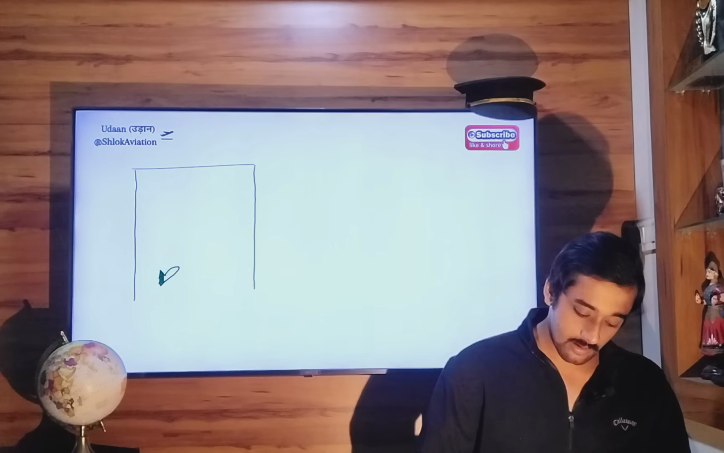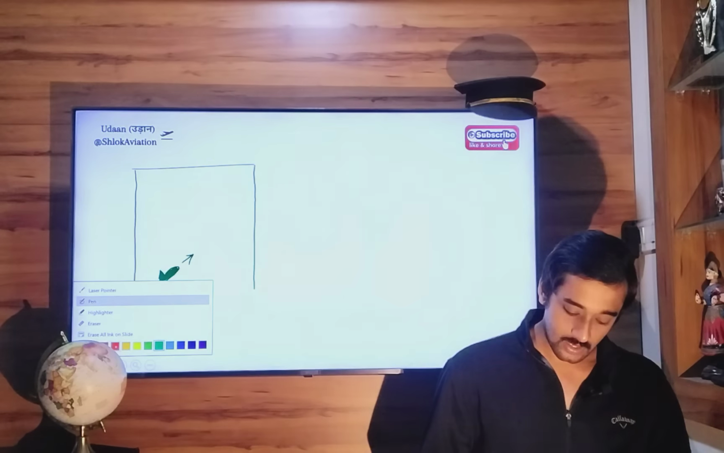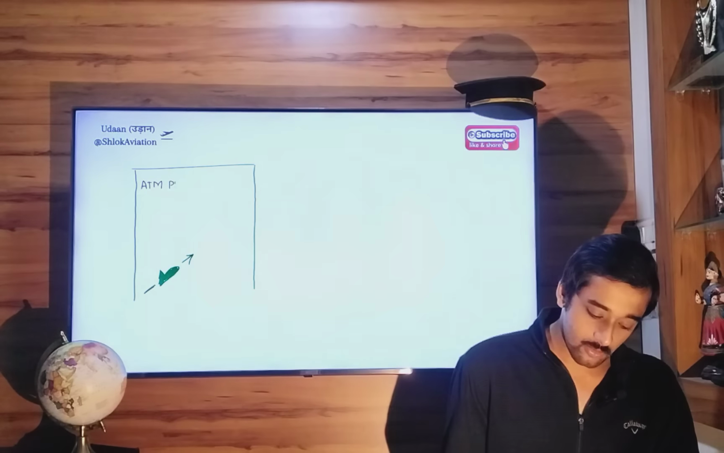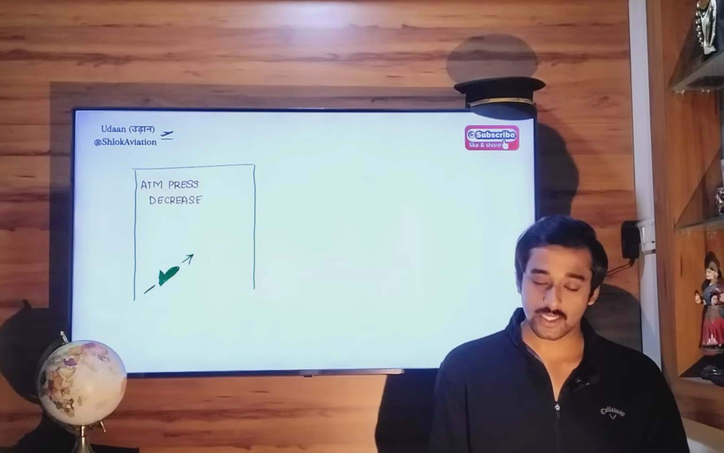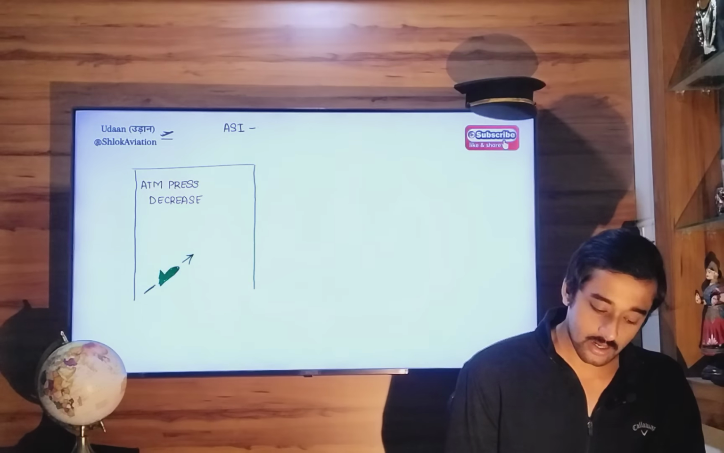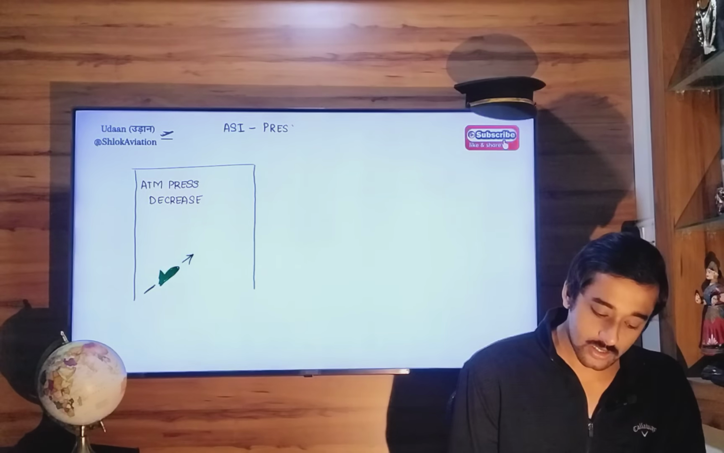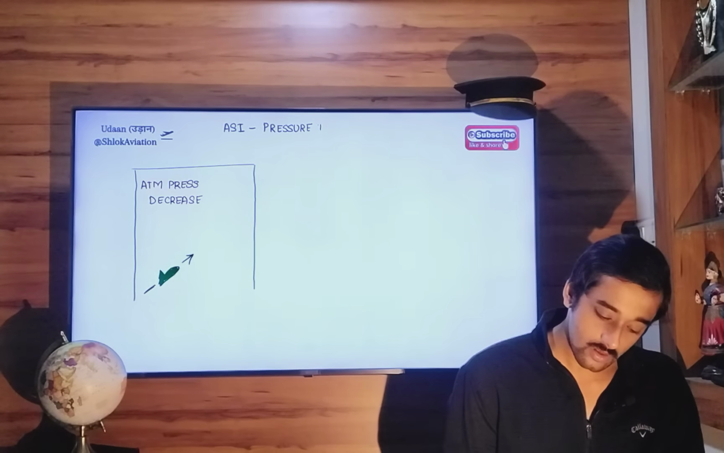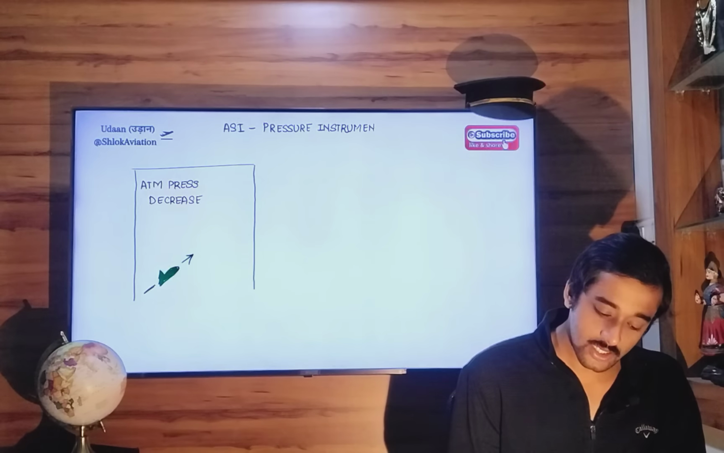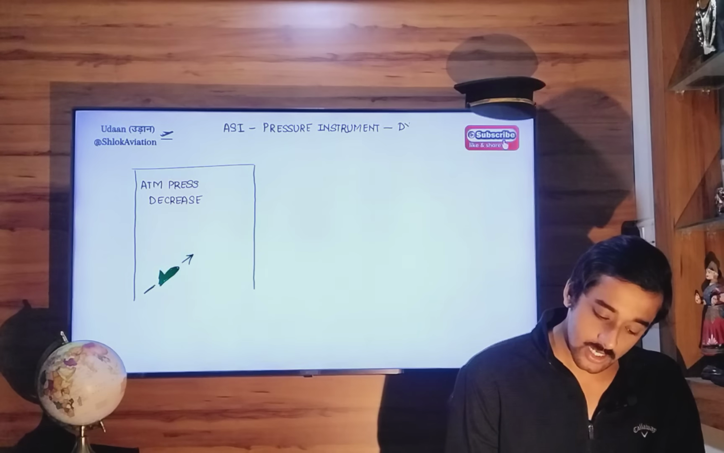You are climbing in this particular atmospheric layer to higher altitudes. Now, as you go to higher and higher altitudes, atmospheric pressure will decrease. Correct? Now, your airspeed indicator is nothing but a pressure instrument. This pressure instrument measures dynamic pressure.